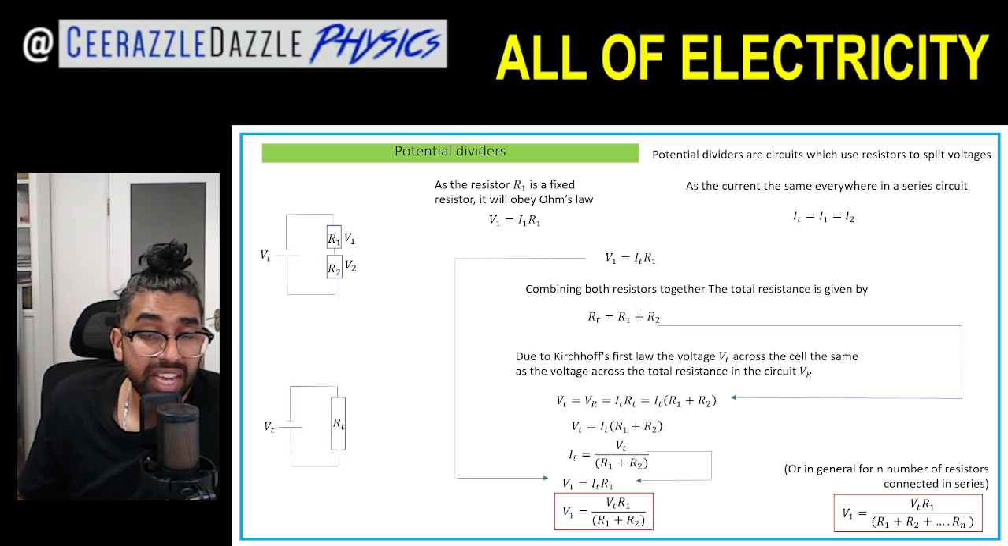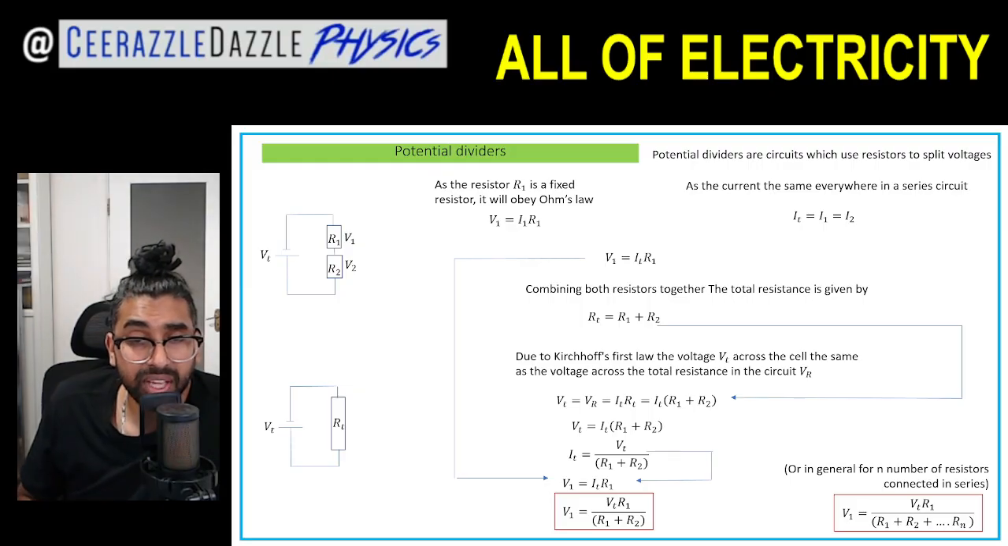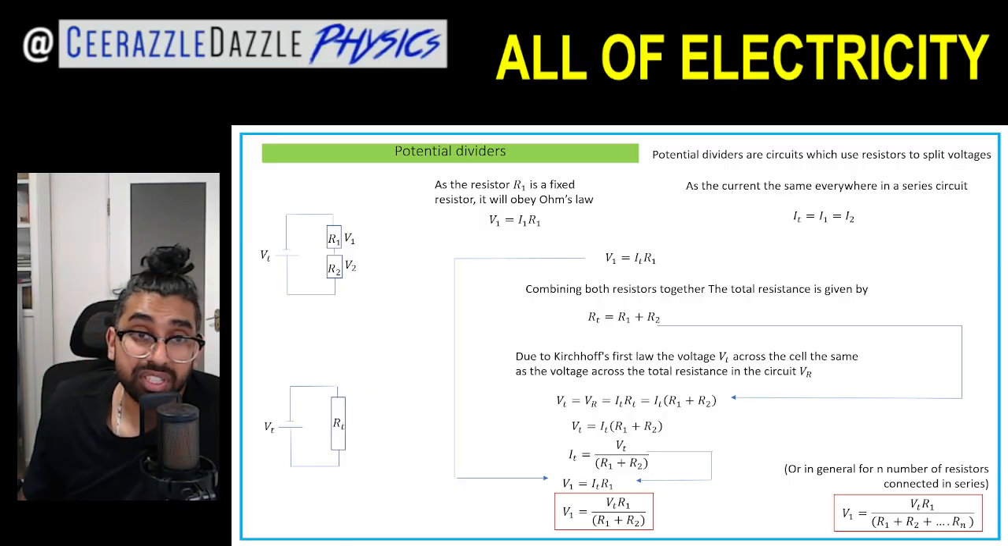And obviously if I have n resistors in there, it changes, because it becomes V1 is equal to VT times R1 divided by the bracket R1 plus R2 and so on, up to Rn at the bottom here. Just make sure that you're okay with that. So that's how you can calculate the voltage dropped across one of the resistors based upon the other resistors in that series circuit, and that's the use of the potential divider.